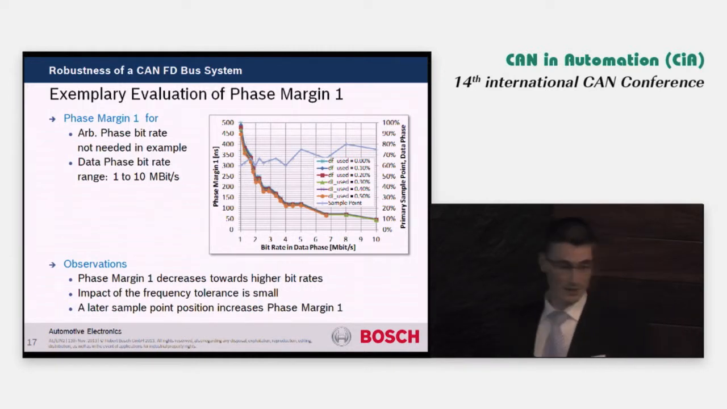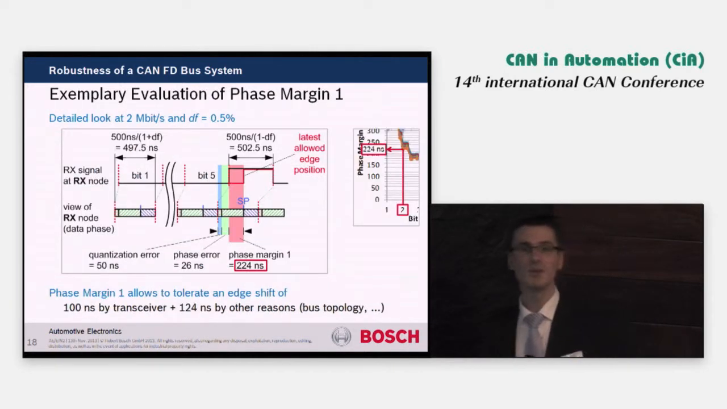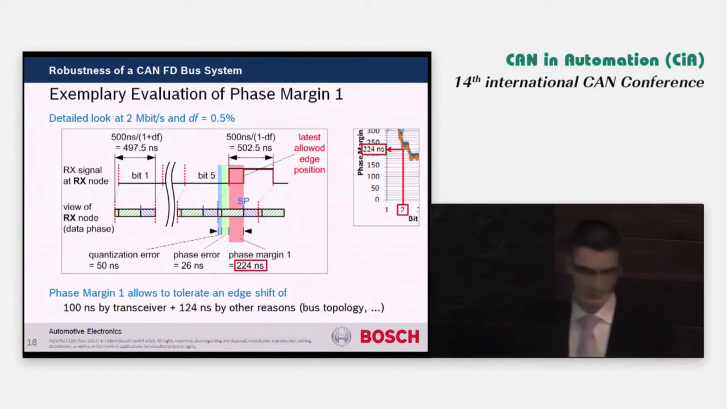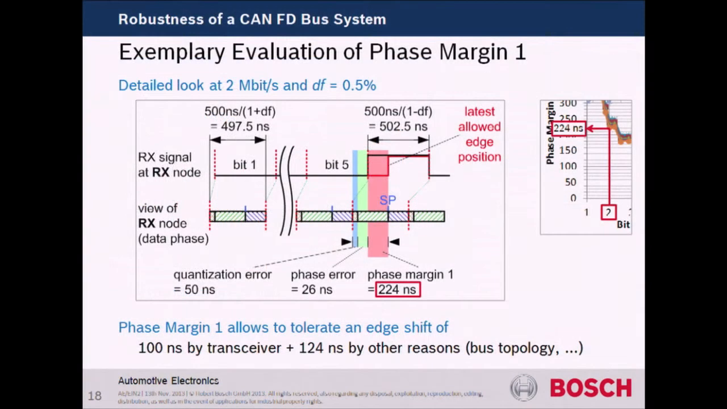Okay, so we now want to have a look at one specific data phase bitrate to understand the outcome a little bit better. We have a detailed look at 2 megabits and a real oscillator tolerance of 0.5%. So we see the same picture as before, but now with numbers. Again, on the top, the signal that I receive, and on the bottom, how my receiving node sees the world.